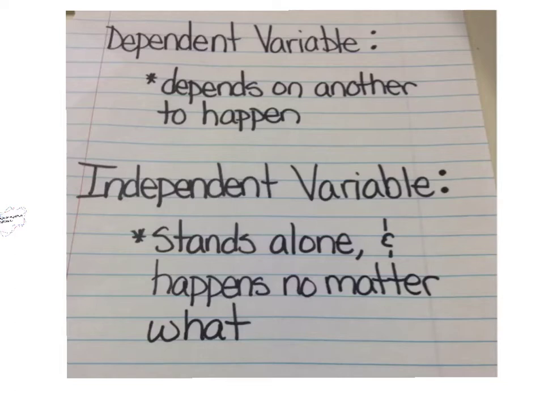Remember that a dependent variable is going to be your variable that depends on something else to make this happen. An example might be time and distance. Distance is going to be your dependent variable because it depends on the time for the distance to happen. Then let's look at the independent variable. Remember that the independent variable stands alone and happens no matter what. Using the example of time and distance, time happens no matter what. Nothing controls time. Therefore, that's going to be an independent variable.